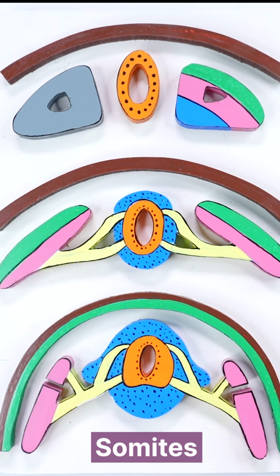This is an embryology model showing the derivatives of the somites. First, let's try to identify the structures. This is the surface ectoderm. This is the neural tube. So this is a stage where the neural tube has already formed and the surface ectoderm has already fused to close the defect. And the paraxial mesoderm has been segmented.